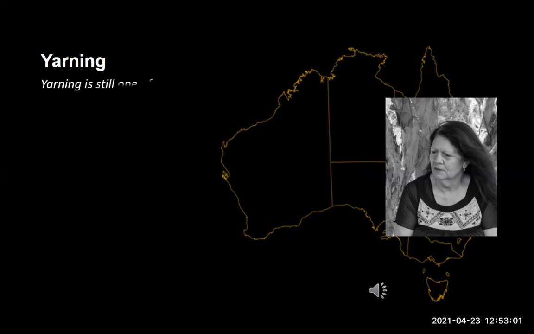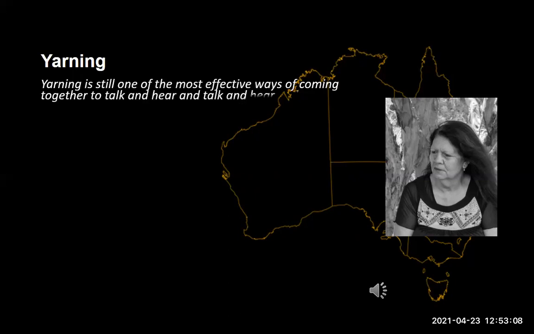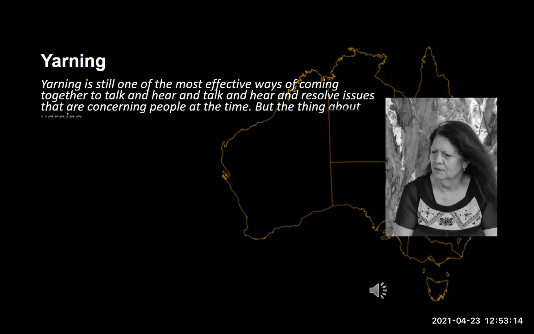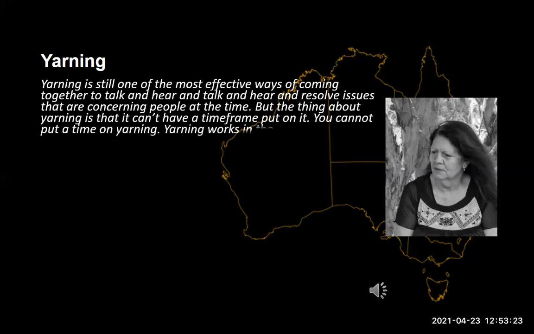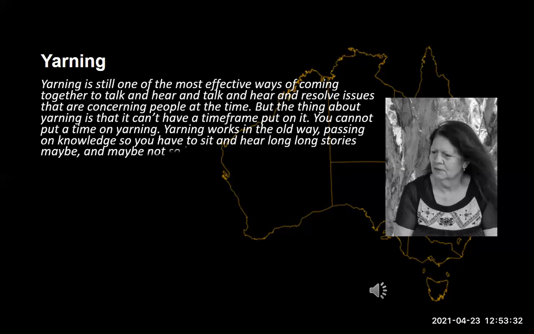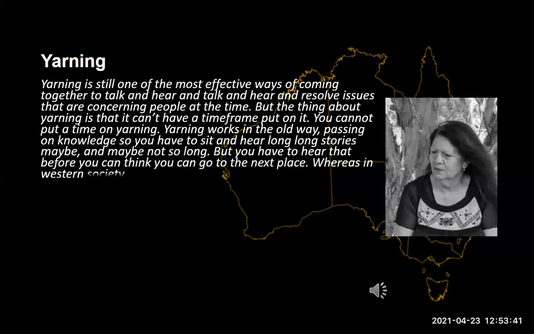Still one of the most effective ways of coming together to talk and hear and resolve issues that are concerning people at the time. But the thing about yarning is they can't have a time frame put on it. You cannot put a time on yarning. Yarning works in the old way, passing on knowledge. So you have to sit and hear long stories maybe, and maybe not so long, but you have to hear that before you can think you can go to the next place. Whereas in Western society, you just tick the boxes off.